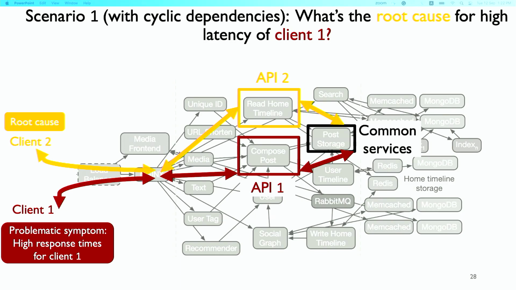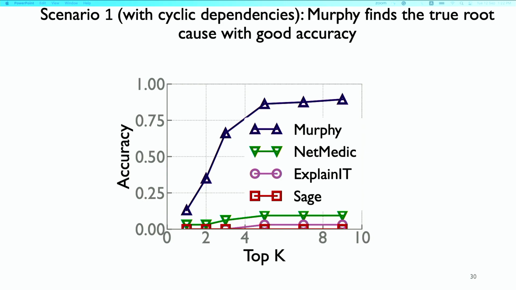So now if we wanted to model the effect of the clients on the backend service and then back from the backend service to the client, we would need to handle these cyclic effects. So in this scenario, Murphy found the root cause with high accuracy, whereas other systems did not perform as well.